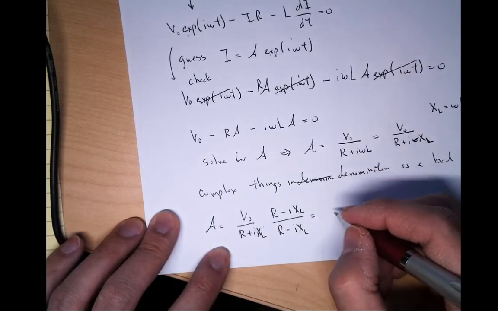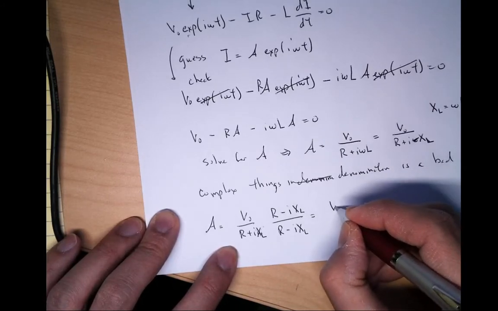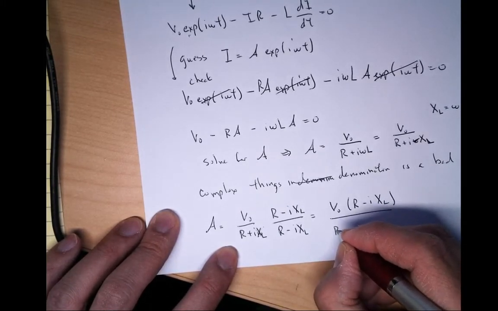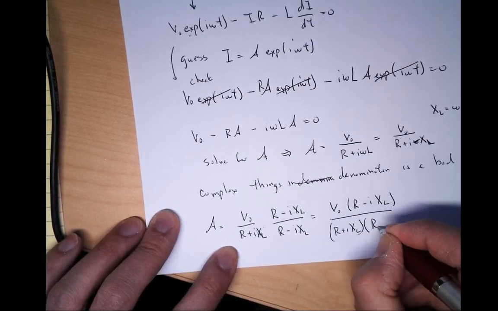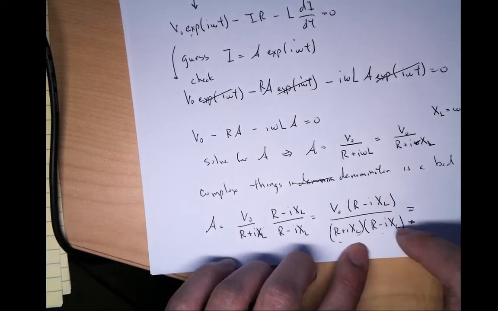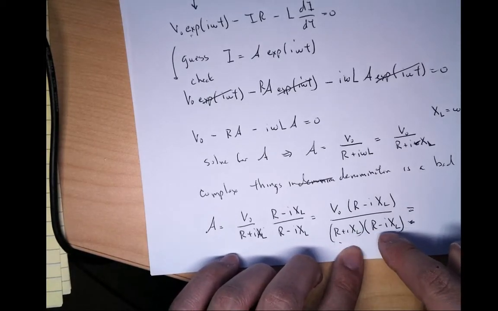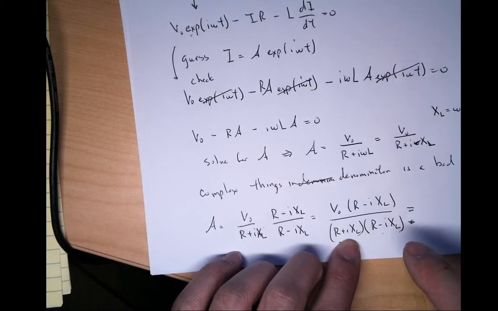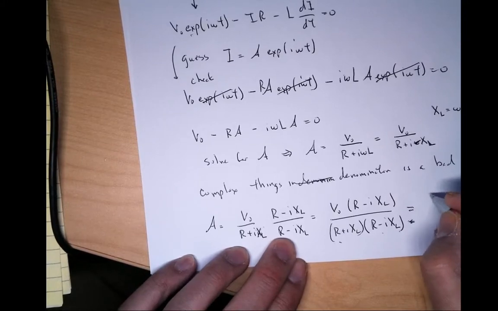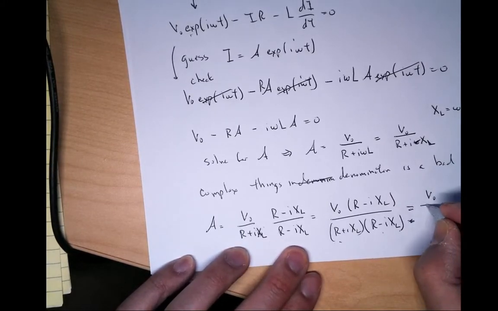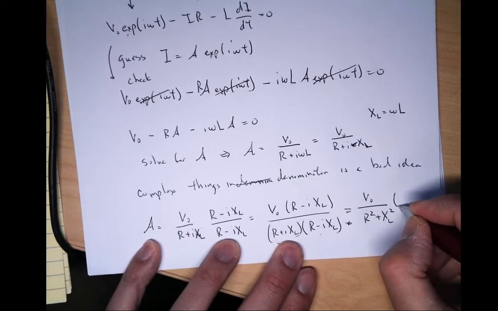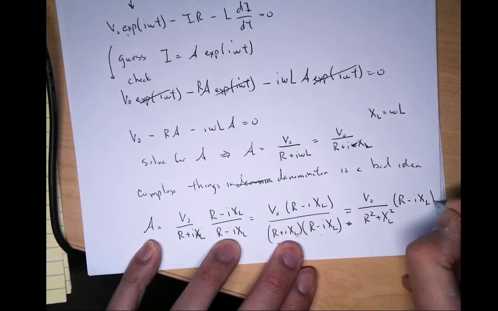Okay, so you end up getting something very nice. You get basically V0 times R minus i X_L divided by R plus i X_L times R minus i X_L. And this is going to be R squared. The cross terms will cancel each other out, and then you have the final term, which is i X_L times minus i X_L. That turns out to be X_L squared with a positive sign, because i squared is minus 1. We'll kill off this minus. So this gives you something very simple: V0 over R squared plus X_L squared, times now R minus i X_L.